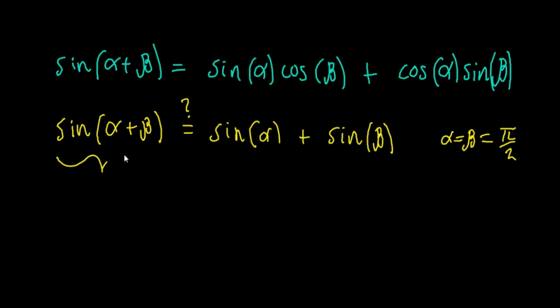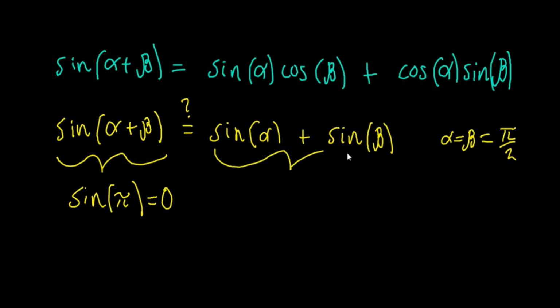Well, then this side is going to be sine of pi, which is equal to 0. And then this side is going to be sine of pi over 2 plus sine of pi over 2. And sine of pi over 2 is equal to 1, so this is going to be 1 plus 1, which is equal to 2. So this is not true in general.